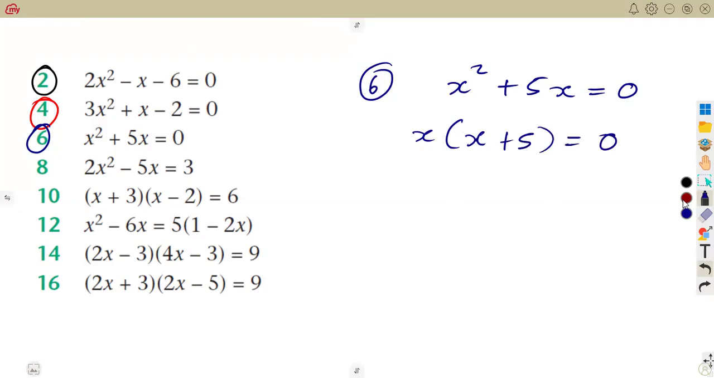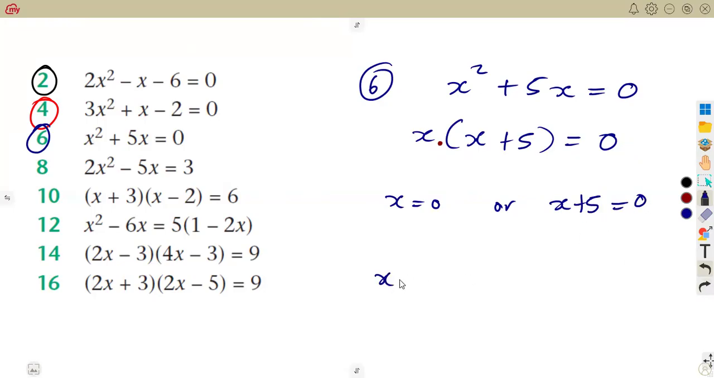That's equal to 0. One of these terms must be equal to 0. As long as it's a product, guys, of 2 terms, x is a term. This bracket, we consider it as a term. So the product, when it is equal to 0, it means x must be equal to 0, or we are going to have this bracket of x plus 5 also equal to 0.